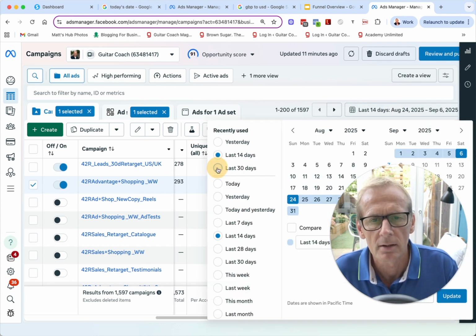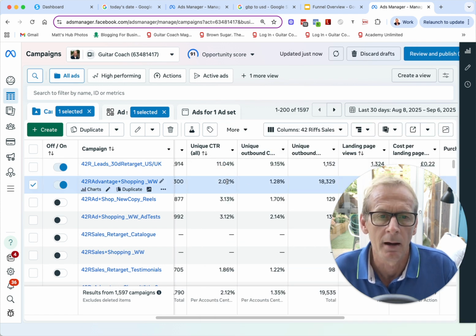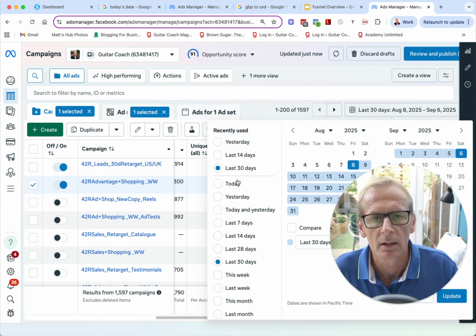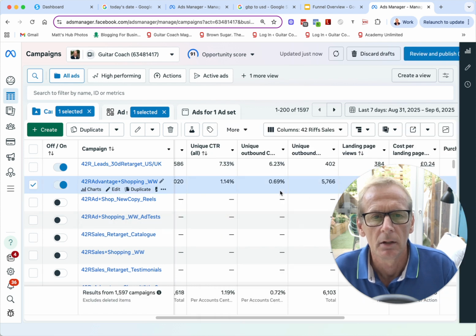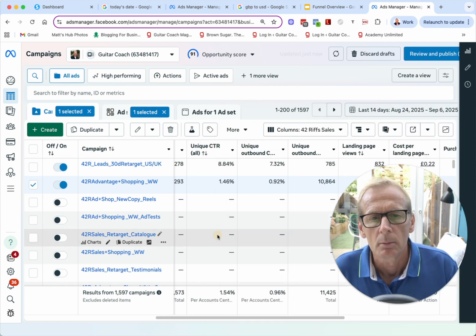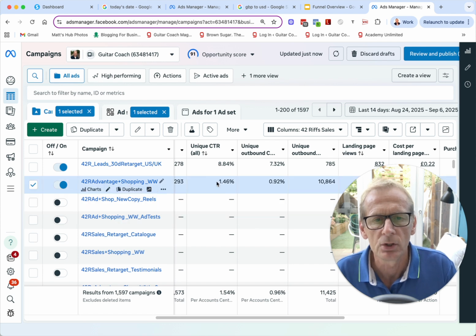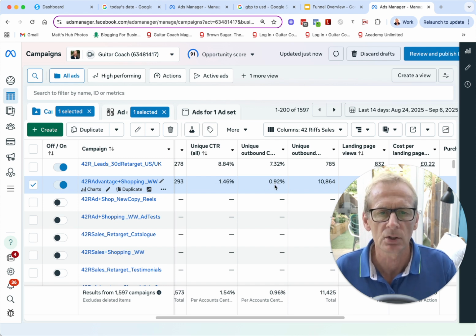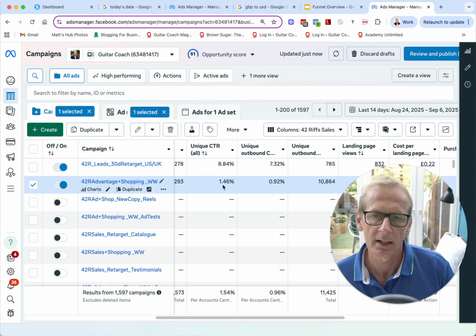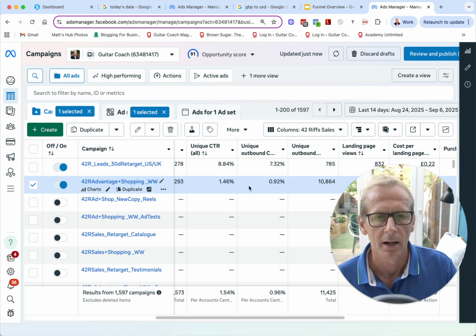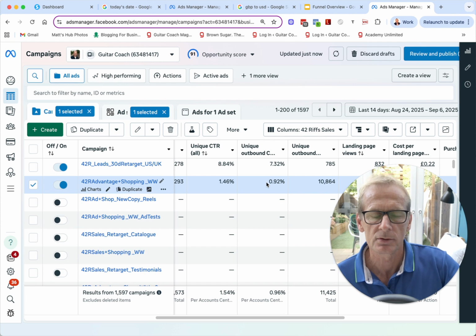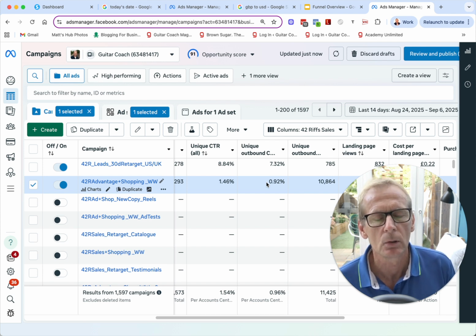If I look at it over the last 30 days, it's a little bit higher, 2%, and over the last 7 days it's a bit lower, at 1.4. But as I say, what's important is the ratio between these two numbers. This is the engagement level, and this is the people taking action. So about two thirds of the people who initially engage with the ad are then following through, clicking on to go to the website. That's the ratio I'm looking for.